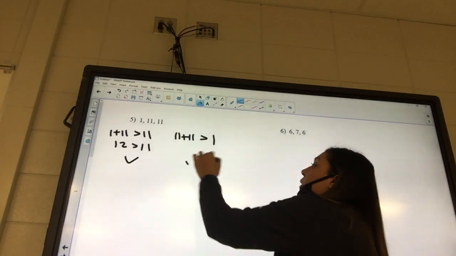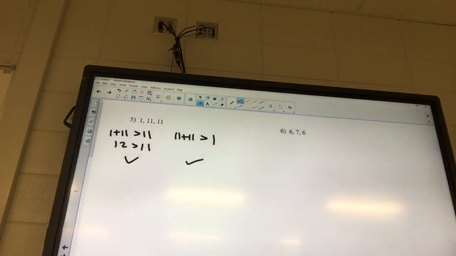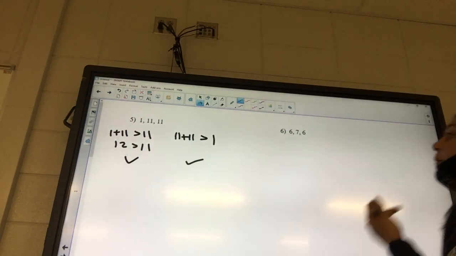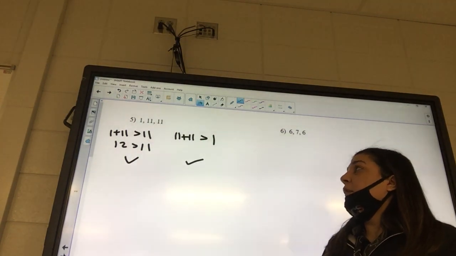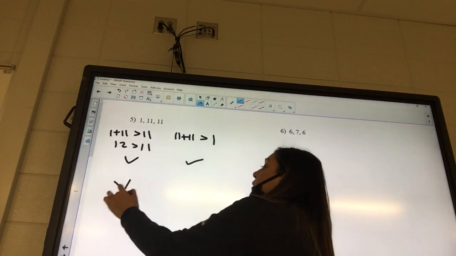Okay, so with this one, without even doing the addition, some of them you're going to be able to look at and say, yeah, it for sure is. Is 11 by itself bigger than 1? Yeah, so 11 plus 11 is definitely going to be bigger than 1. And because these are the same, you don't need to check the second one. So yes, this could be a triangle.